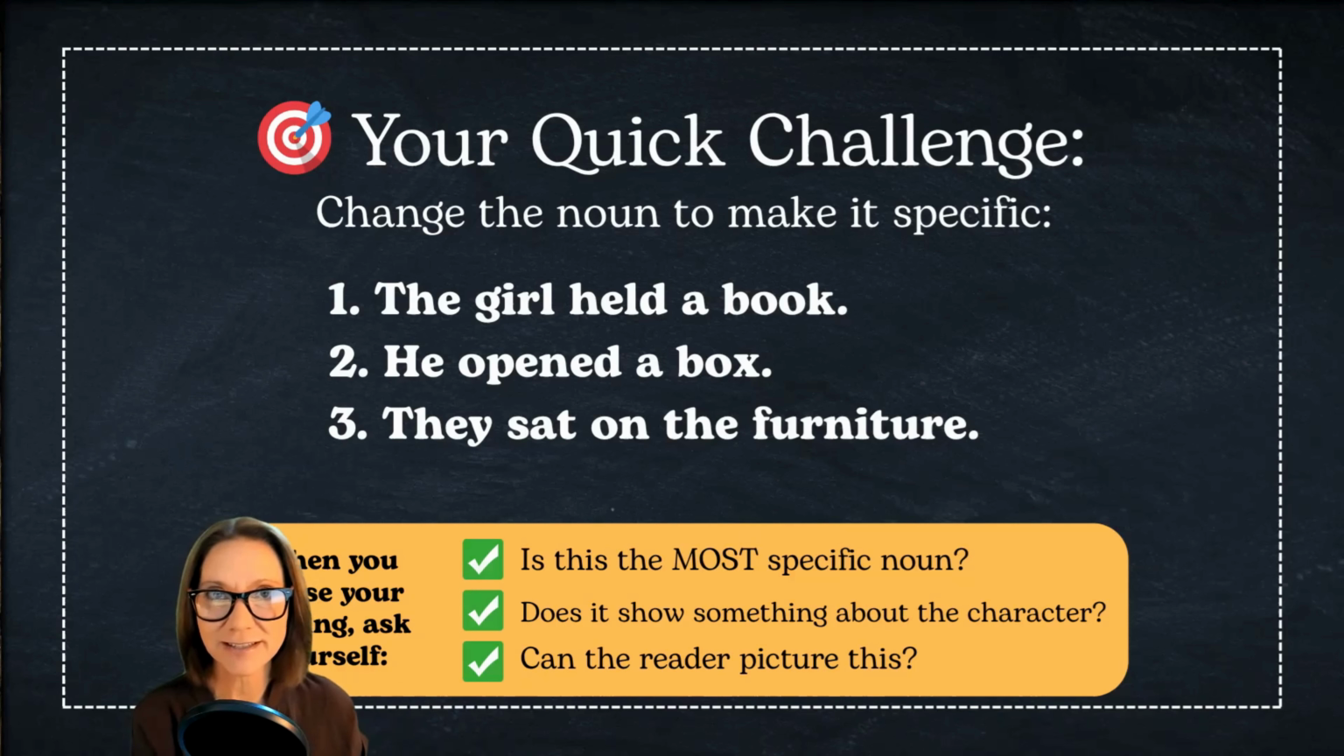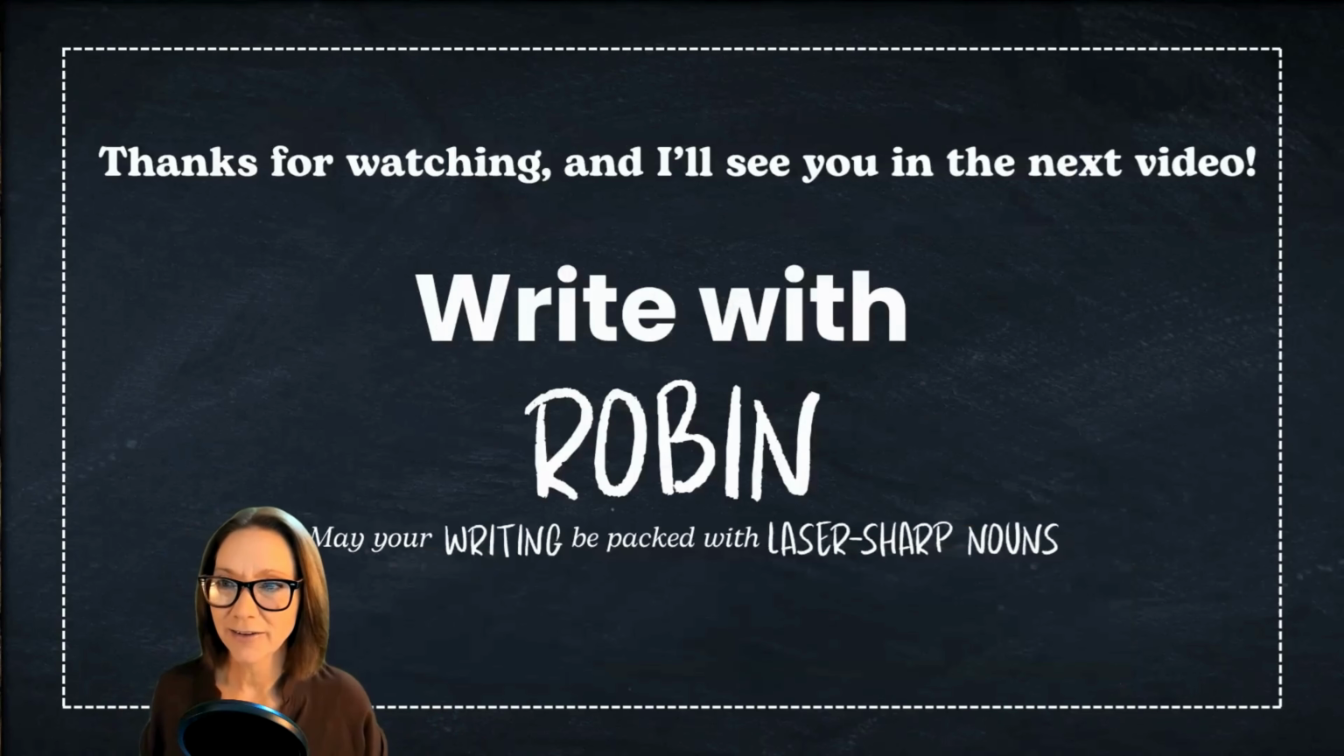Sitting on furniture, just like we did with the beanbag. Come up with another piece of furniture and get really specific about it. So make sure it also kind of shows you something about the character, how they're feeling, and can the reader picture this?